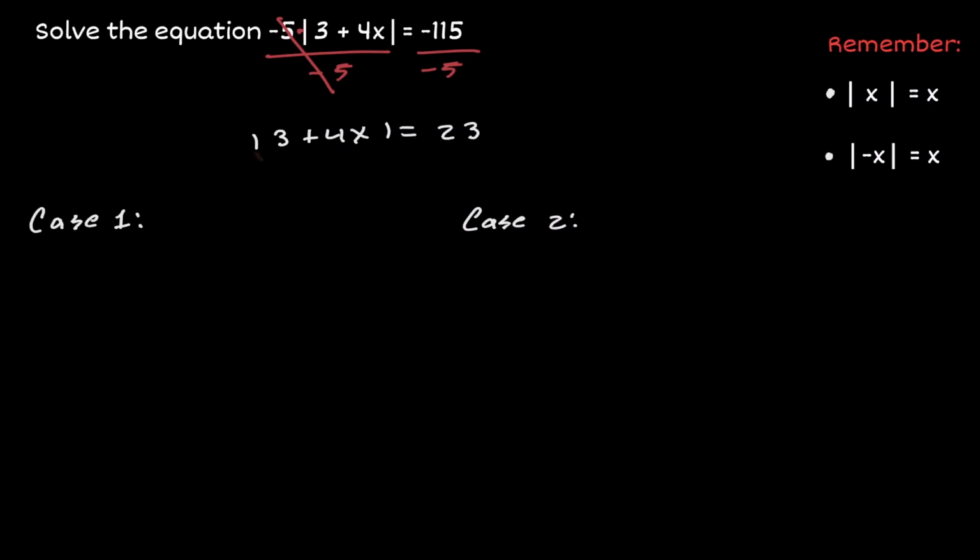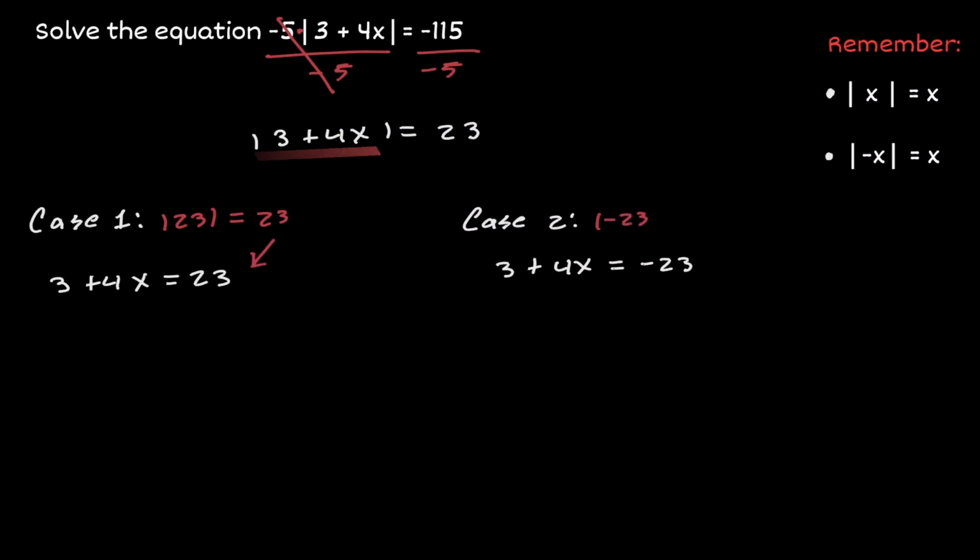The first case is when the inside is +23. And the second case is when the inside is equivalent to -23. Because remember that the absolute value of 23 is equivalent to 23, which is what we're saying here. And the absolute value of -23 is also 23, which is what we're saying here. And now we solve each case.